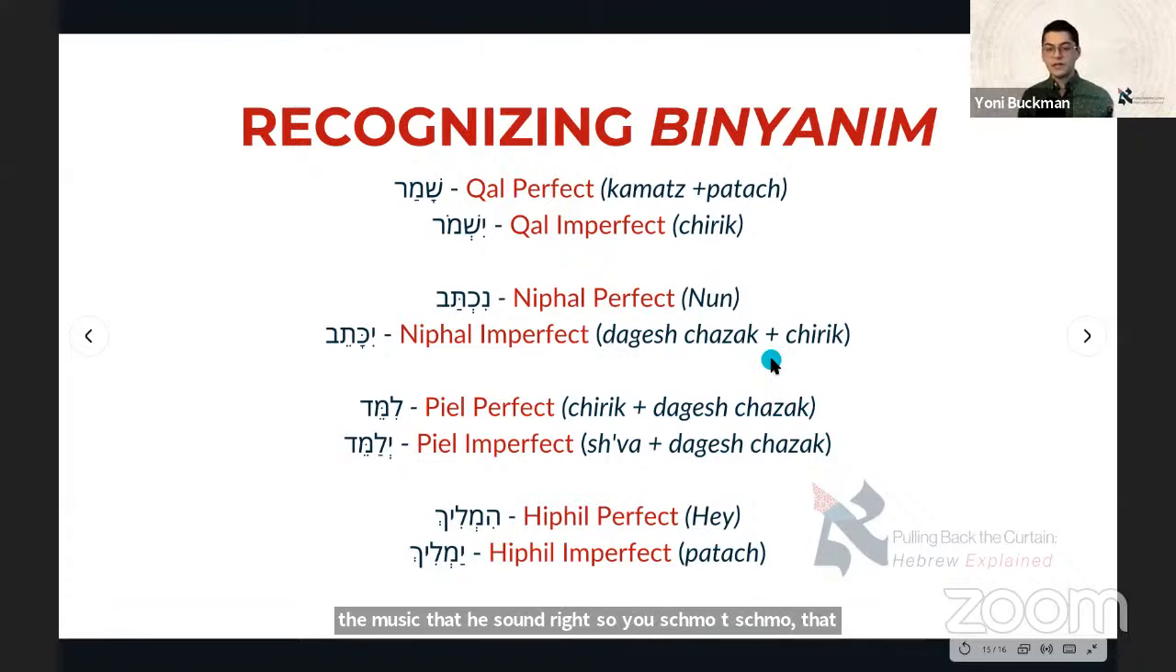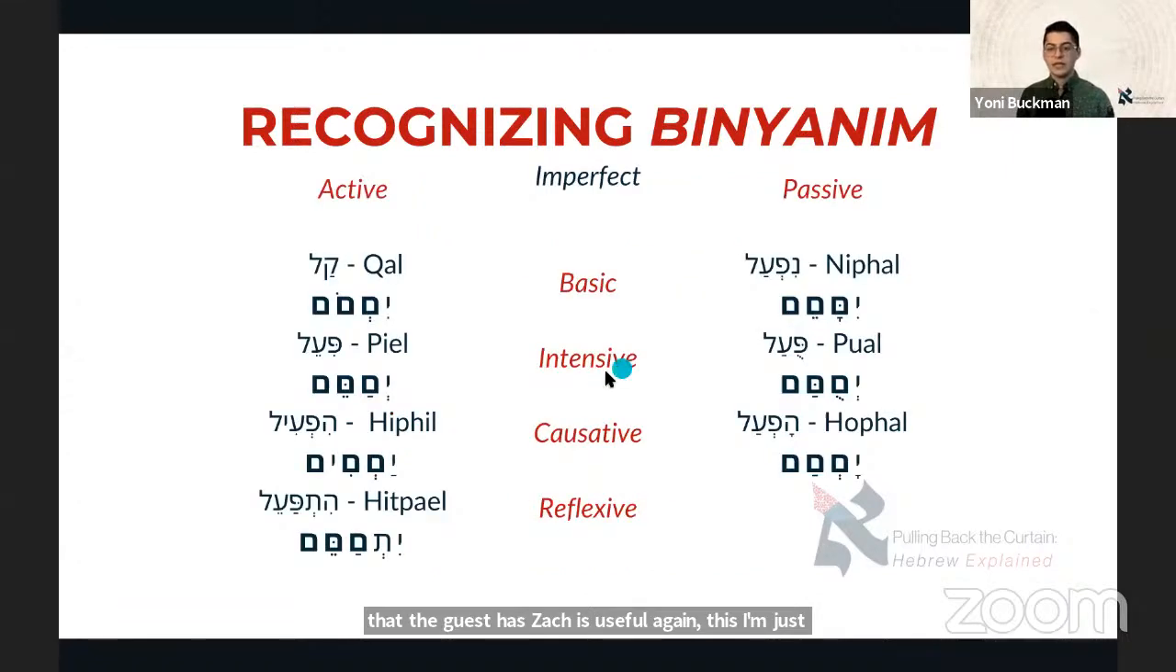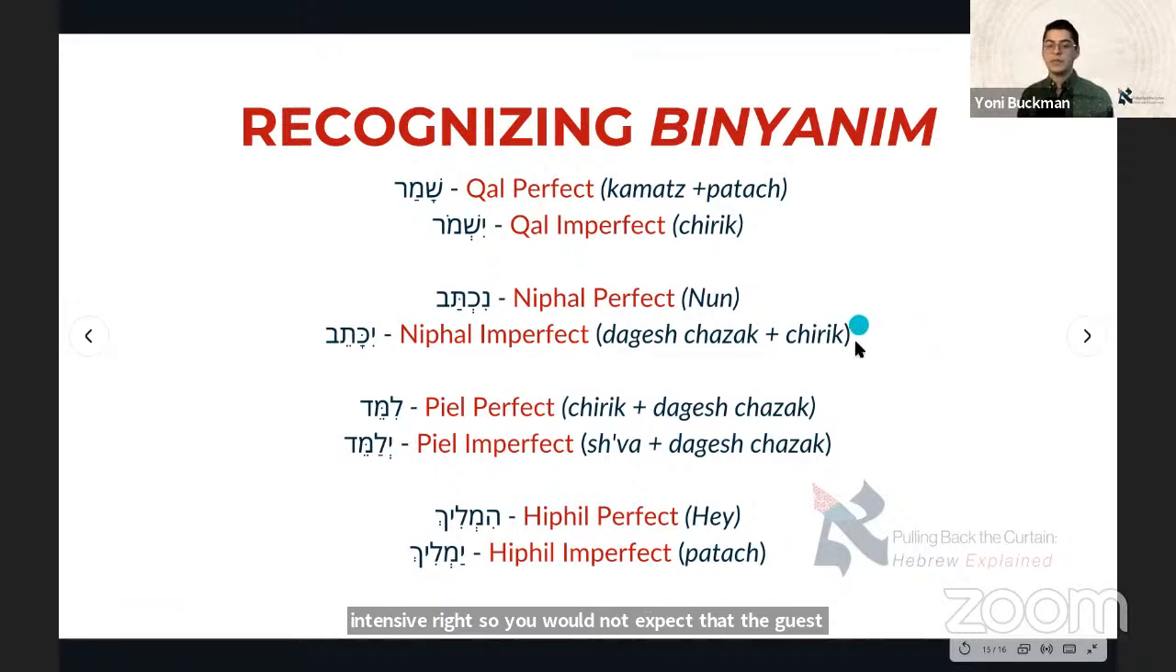In the nif'al for perfect, again, that nun is the giveaway for nif'al in the perfect. And when it comes to the imperfect, this is where knowing about that dagesh chazak is useful again. I'm just going to go back one slide so that you see it, right? The nif'al is basic. It is not intensive, right? So you would not expect a dagesh chazak to appear in a nif'al. But when you put it into the imperfect, it does.